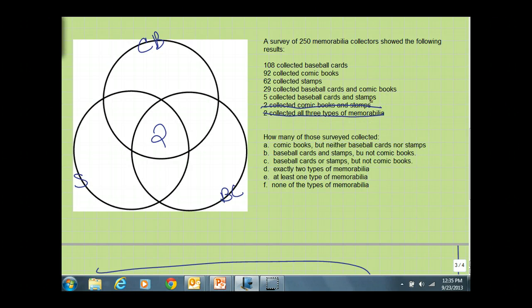Then it says 5 collected baseball cards and stamps. So baseball cards is on this section right here, stamps over here. So we're talking about this section right here. And if it's 5 total, what am I going to put in for this triangle area right here? 3, correct. Okay, so 3.